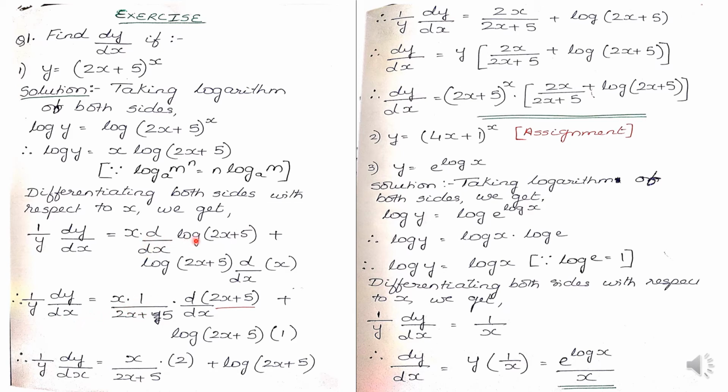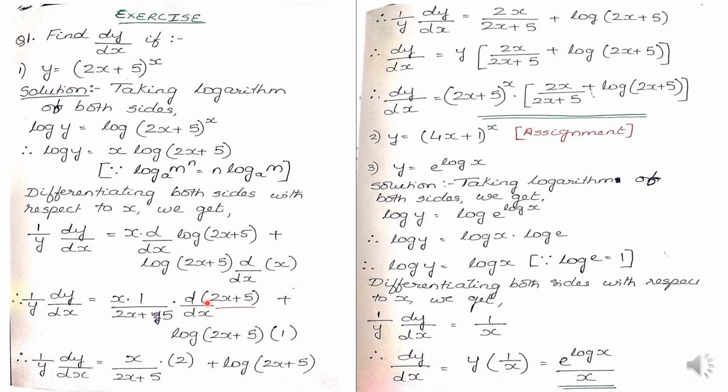The RHS becomes x into. Now what is the derivative of log? It is 1 upon. So we get here log 2x plus 5. The derivative is 1 upon 2x plus 5. But then remember, it is not x over here in the bracket. It is 2x plus 5.